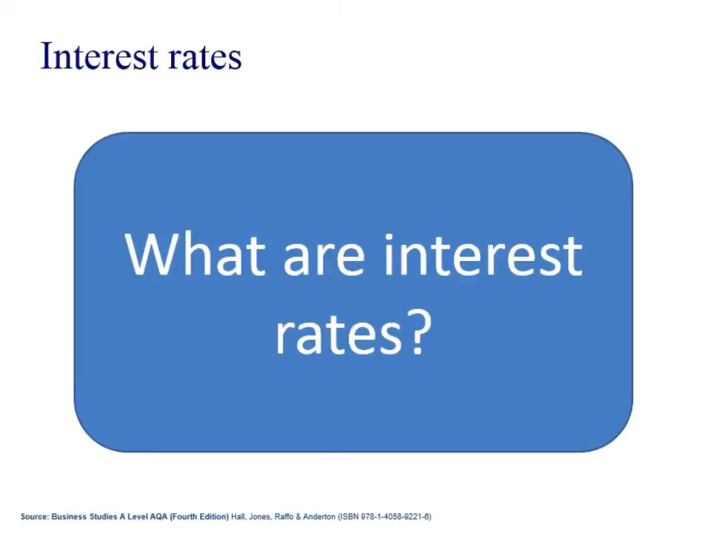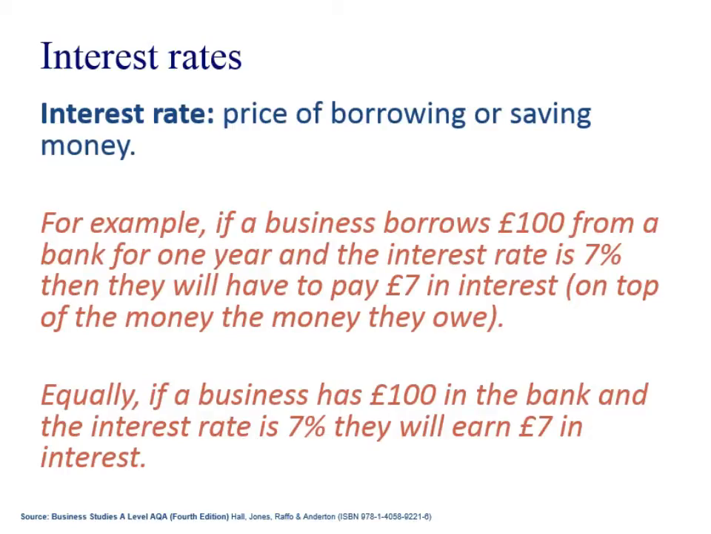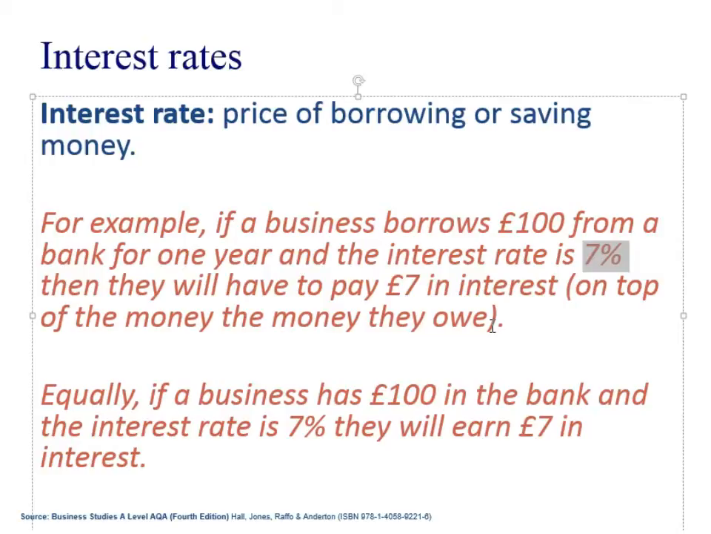What are interest rates? Well, very simply, interest rates are just the price or the cost of borrowing or the reward for saving, and they're usually expressed as a percentage. So if you borrow £100 and the interest rate is 7%, you have to pay £7 in interest on top of the money that you owe after, this would be an annual rate, so after a year. But if you put £100 in the bank and the interest rate is 7%, you get £7 back on top of your amount that's saved in the bank at the end of the year.